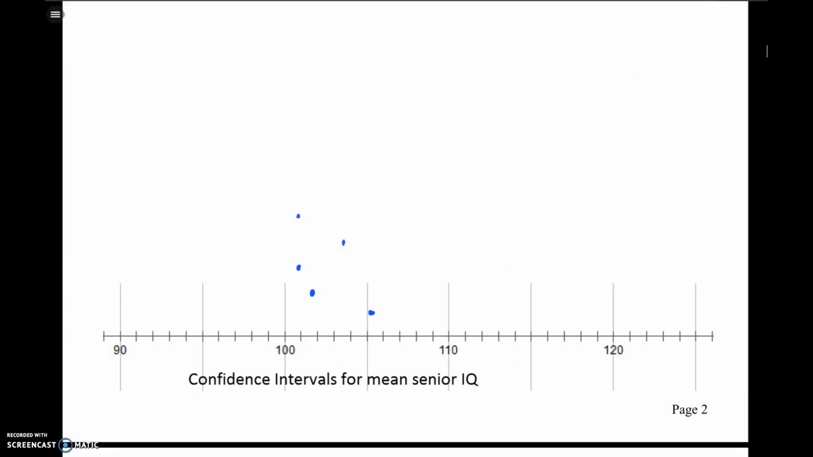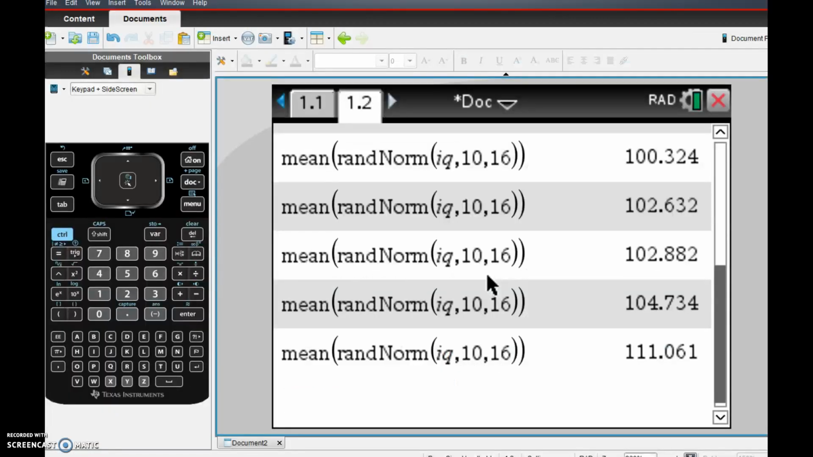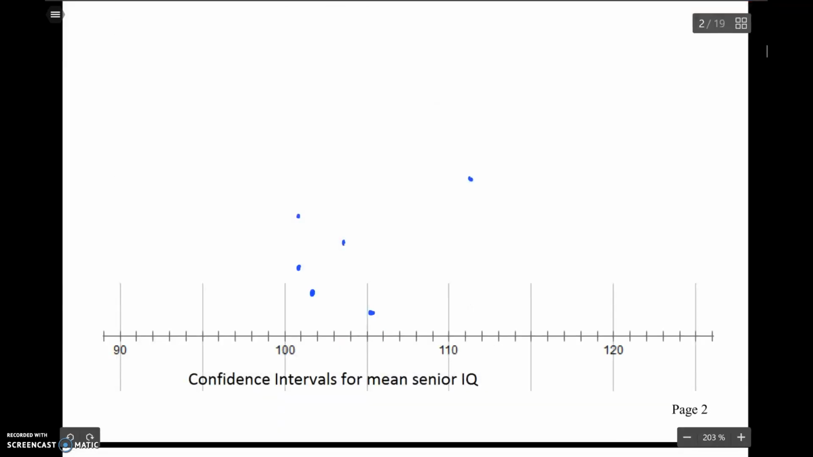I want to get one that was a little higher. 111. What were some of these other ones? 102, 104, whatever. Doesn't really matter. 102, 104. All right. Now, normally we would make this a dot plot. We'd drop these values down, and that would actually create a sampling distribution of x bar, just like we studied in the last chapter.